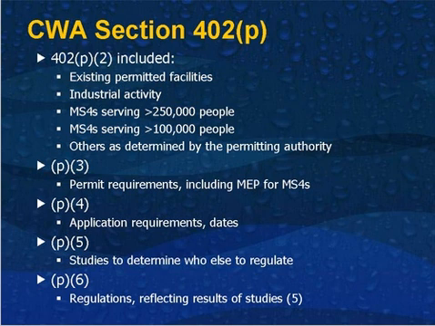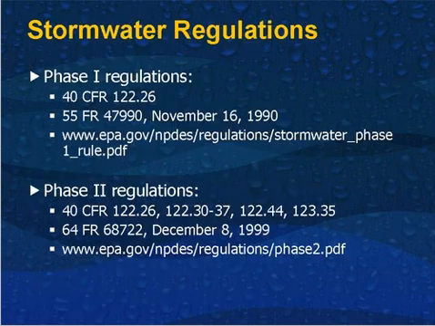So we have the two phases. Phase 1 came out in 1990 after the Water Quality Act. If you want to read it, feel free. It's in the CFR, and it was published in 1990. It's actually a good reference, and it has a lot of history to it. Then Phase 2 came out in 1999, and again, the citations are on your screen if you want to look through it. That's where we are and how we got here.